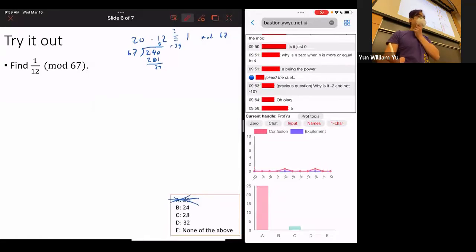Okay, so let's try to solve this together, since it seems like a lot of people put down A and are a little bit confused about what's going on. So 12 to the 66 is congruent to 1, right? That is Fermat's little theorem. And therefore, 12 to the 65 is congruent to 1 over 12.